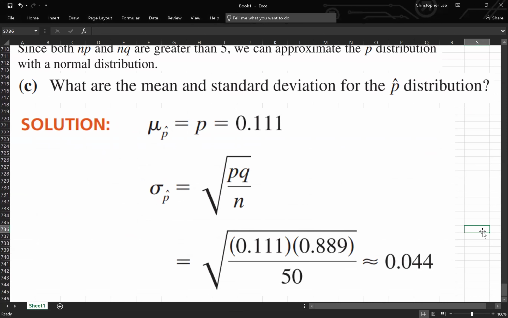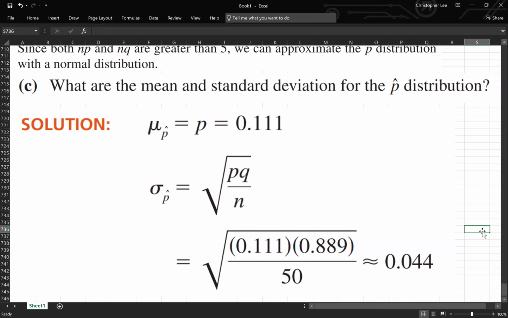So our mean, mu p hat, is going to be p, which is equal to 0.111. We did that already. That's just like the n times p, basically. Our standard deviation for p hat is going to be the square root of p times q divided by n. You just plug them in, boom, boom, and you're going to get that on the calculator.